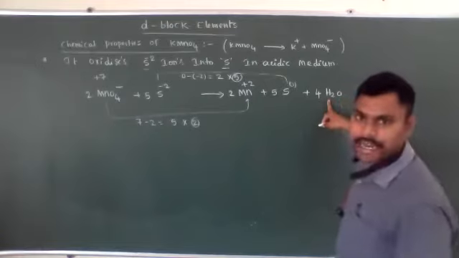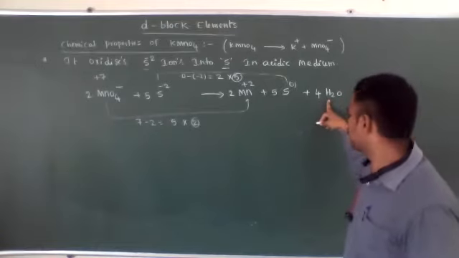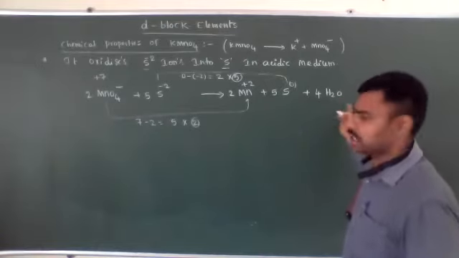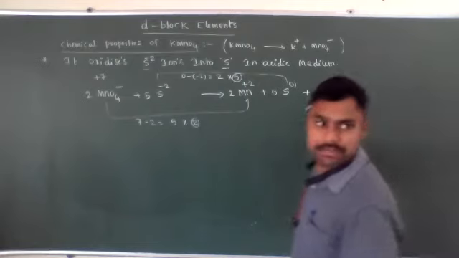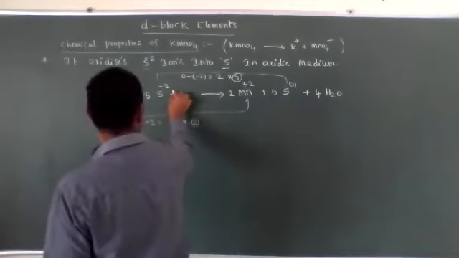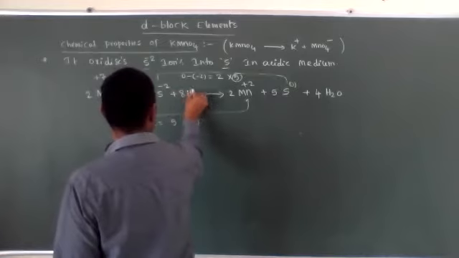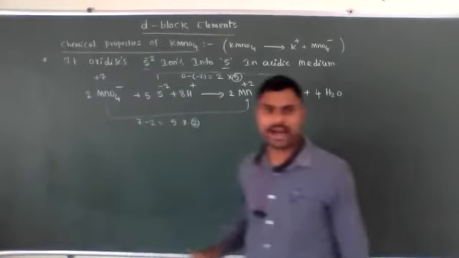Now 8 hydrogen atoms came extra on the right side. Then to balance the hydrogen atoms we need to add H+ ions. How many? 8 H+ ions. Now this is the balanced equation.